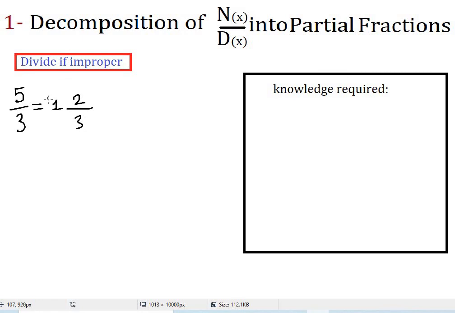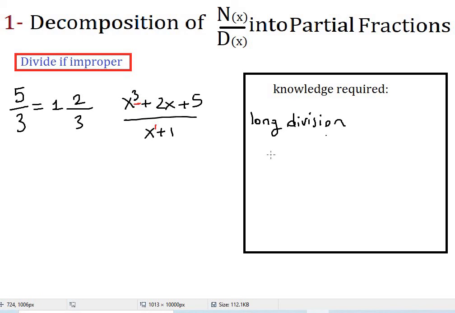So we're going to use this knowledge, and let's say we have x to the third plus 2x plus 5 over x plus 1. Here our numerator is greater than the denominator because the degree of x to the third is higher than the degree of x here. So for this we have to use either the long division method or synthetic division. Either works.